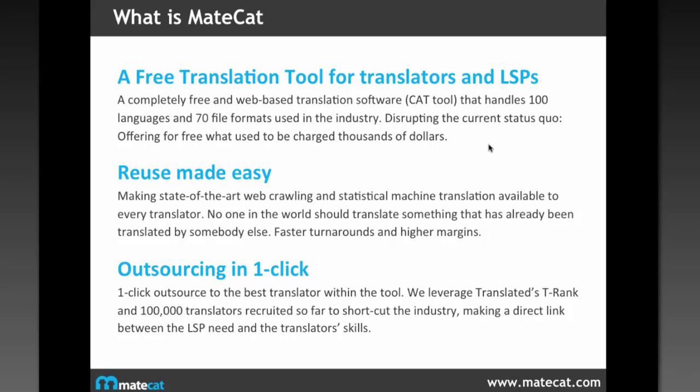Then outsourcing. In MateCat, there's one more thing that you can do. Whenever you run across a project that you maybe don't have time to do, or your client asks for a translation in a language pair that you don't manage, in MateCat you can manage that as well. You can outsource it to other professional translators who can do the job for you, and then you resell that to your client. So these are the 3 main features of MateCat: free and online, then reuse made easy, and outsourcing.